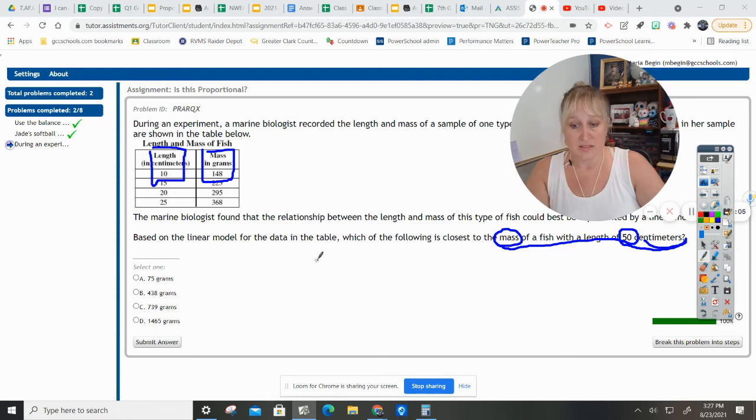Okay, so that's telling me L over M, length over mass. But I have to use this because it's not specific. I can choose any of them. I could choose 15 and 225, or 20 and 295. I'm going to choose the first one just because they're at the top. So the length is 10 and the mass is 148.